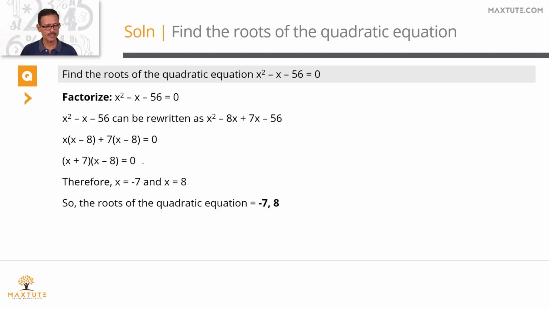So the roots of this quadratic equation are 8 and minus 7. Quickly run through it in a printed form. We are factorizing this. This is going to factorize as minus 8 and plus 7. The sum is going to be minus 1. Product is going to be equal to minus 56x square. So that translates to the roots being minus 7 and 8.